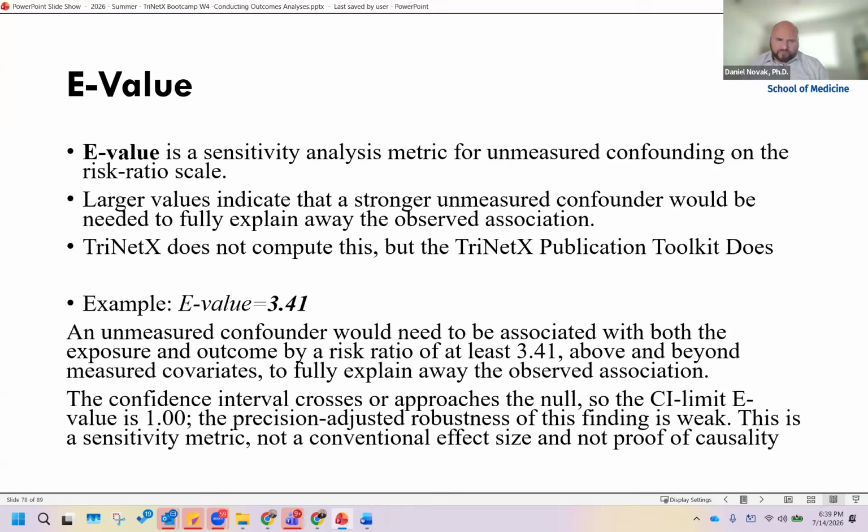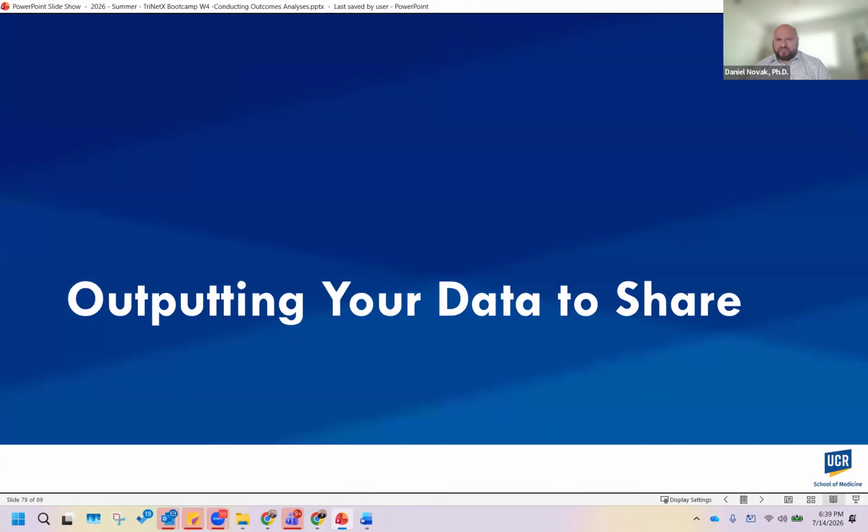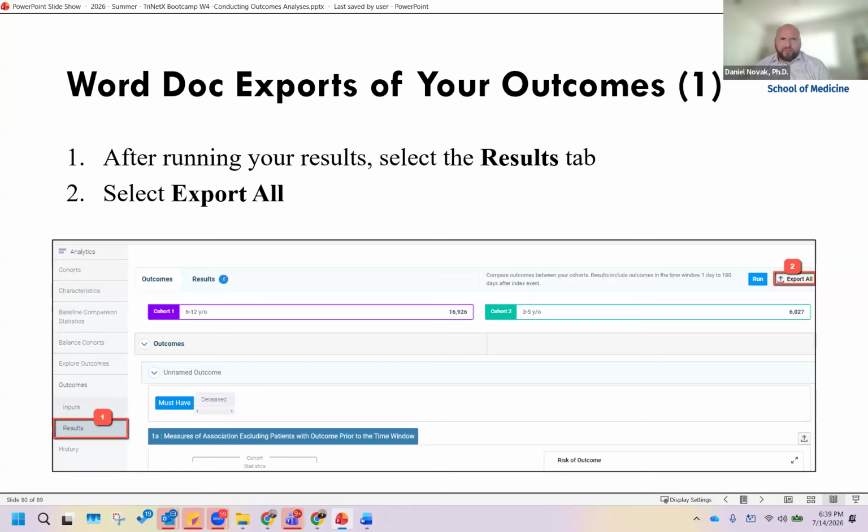So that's really useful for being able to identify how confident you are in the idea that your analysis has looked at and found a stable association. E-values are pretty cool. I just want to review, before we go, outputting your stuff to a Word document.